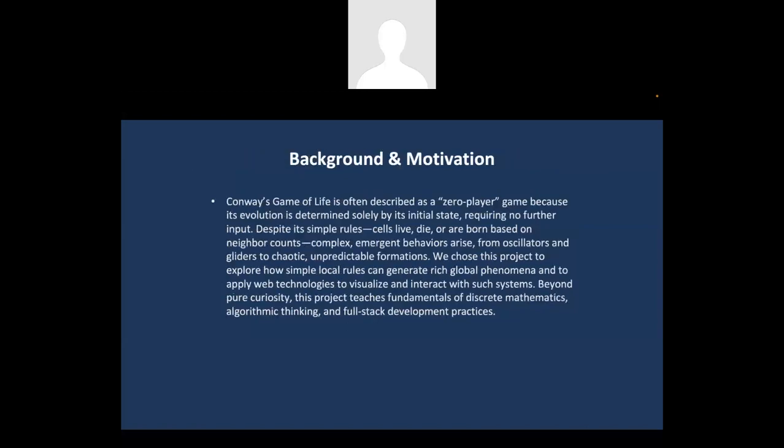We have a background and motivation for the project. Conway's Game of Life is often described as a zero-player game because its evolution is determined solely by its initial state, requiring no further input. Despite its simple rules, where cells live, die, or are born based on neighbor counts, complex emergent behaviors arise, from oscillators and gliders to chaotic, unpredictable formations. We chose this project to explore how simple local rules can generate rich global phenomena and to apply web technologies to visualize and interact with such systems.